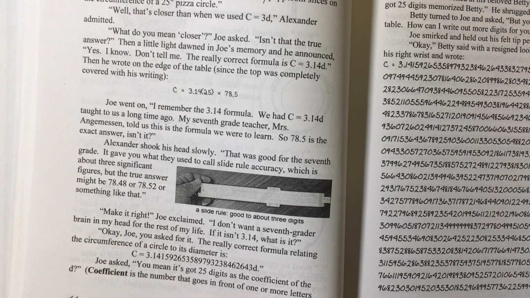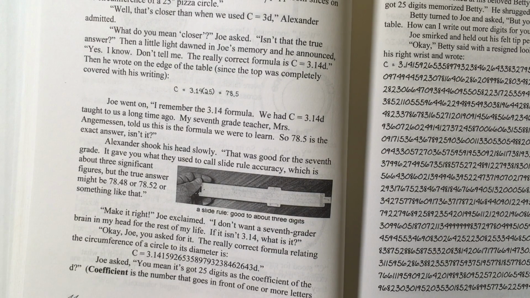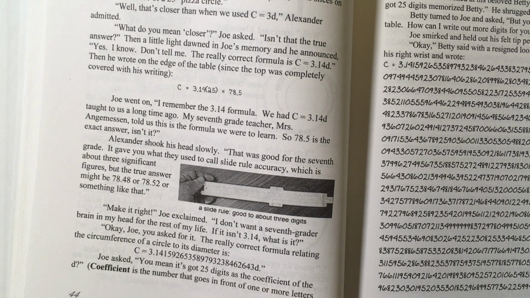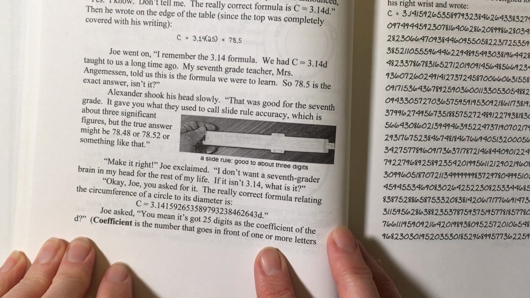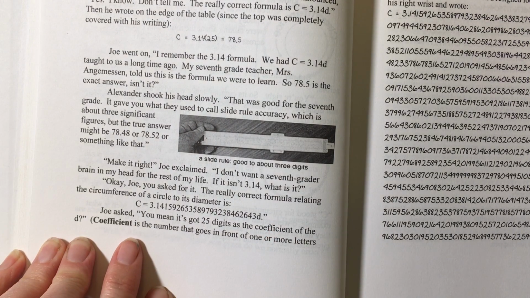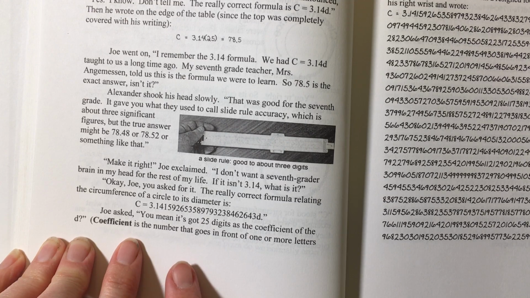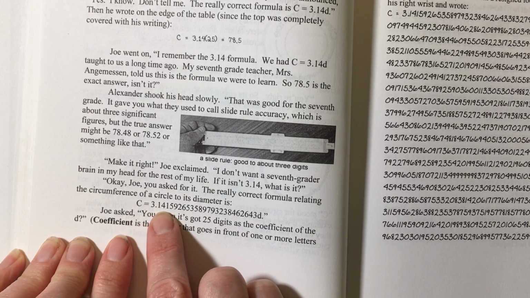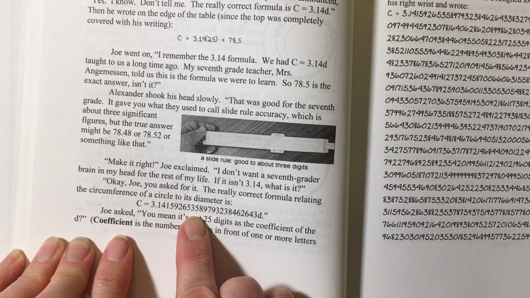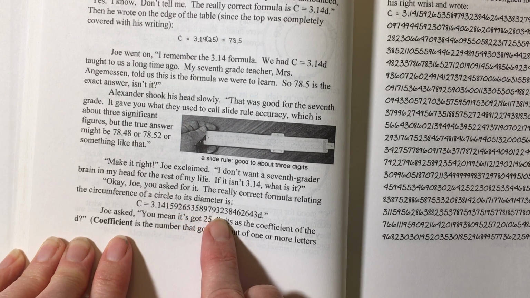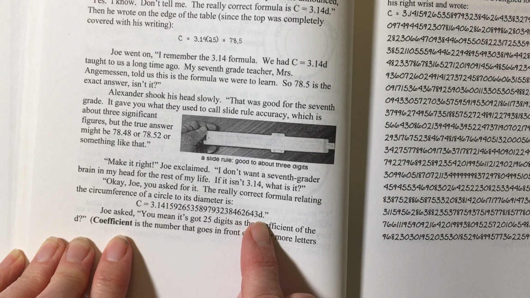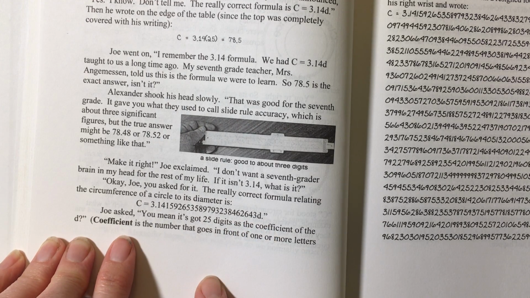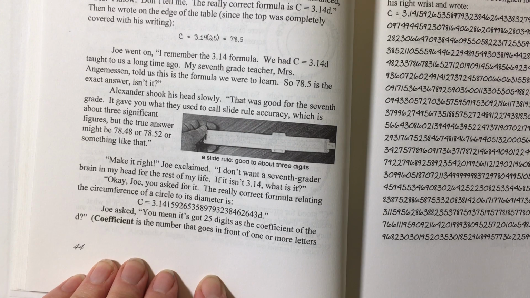"Make it right," Joe exclaimed. "I don't want a 7th grader brain in my head for the rest of my life. If it isn't 3.14, what is it?" "Okay, Joe, you asked for it. The really correct formula relating the circumference of a circle to its diameter is C equals 3.141592653589793238462643 D." Joe asked, "You mean it's got 25 digits as a coefficient of D?"